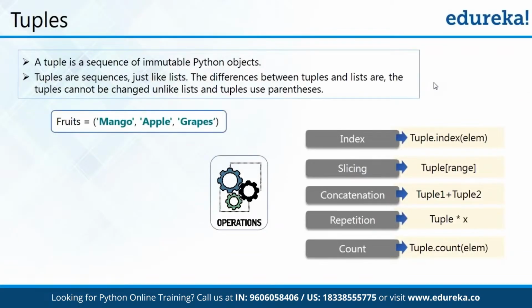What are tuples? Tuples are basically lists only, but in tuples you cannot make any changes. Once you have defined a tuple, you cannot make any changes inside it. If you want to add an element, you cannot do that. If you want to remove an element, you cannot do that. So basically you can consider it as a sequence of immutable Python objects.